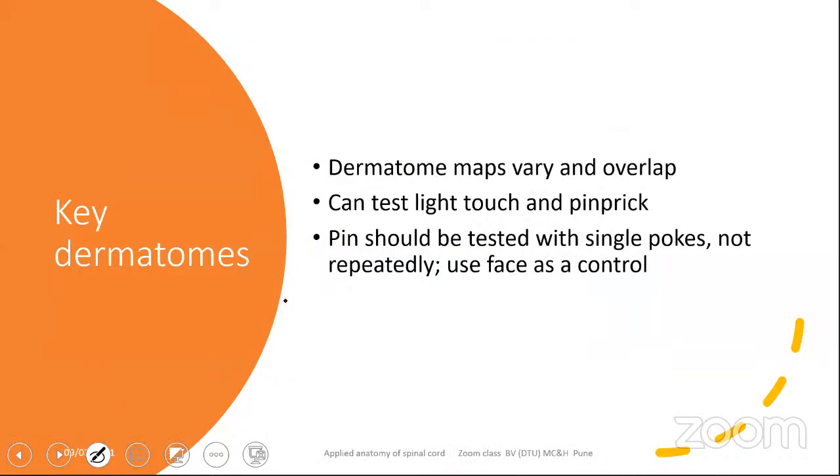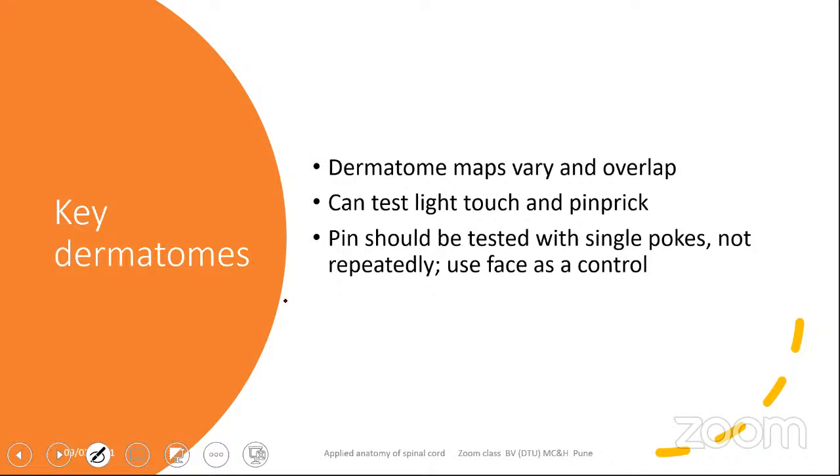So now we'll go on to the dermatomes. The spinal cord has 31 segments. Each segment has its distribution of a myotome, dermatome, and vasotome. So all students should know what the key dermatomes are. The dermatome maps vary and slightly overlap. They can test light touch and pin prick. Pin should be tested with single pokes, not repeatedly. Use the face as a control. So only one prick should be given, not repeatedly.